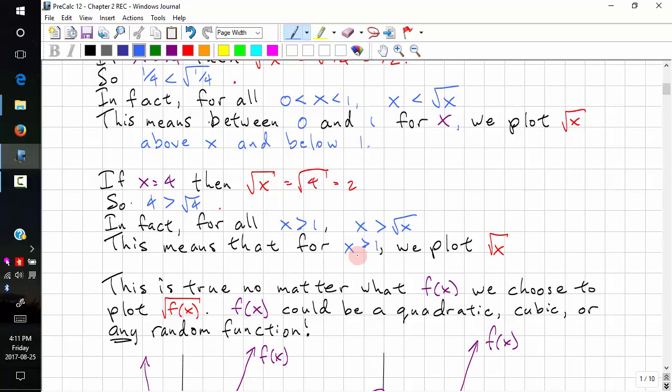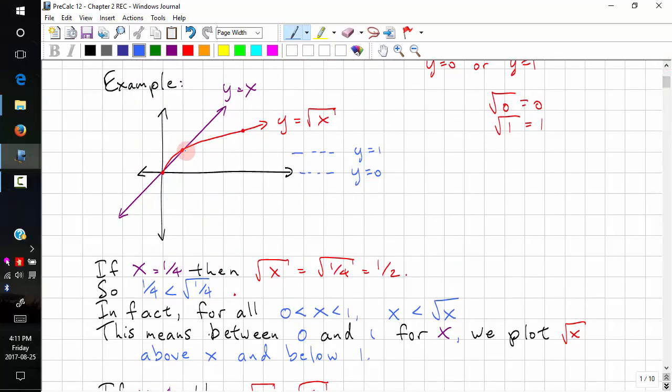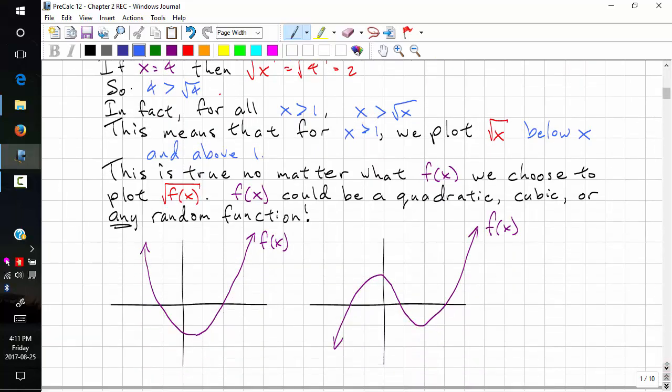This means that for x greater than 1, we plot square root x below x and above 1. Okay, again, the invariant point is at 1, so it wouldn't go below. This is true no matter what f of x we choose to plot with the square root of f of x. F of x could be a quadratic, it could be a cubic, or any random function.